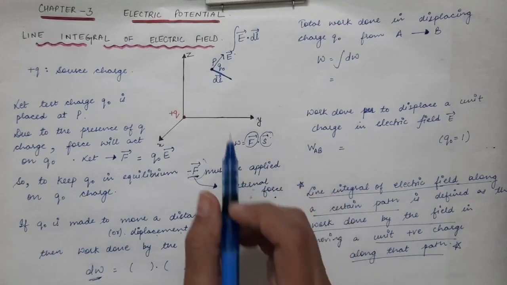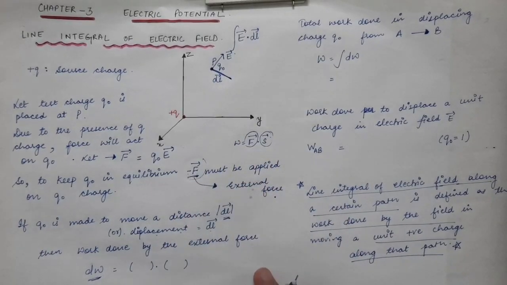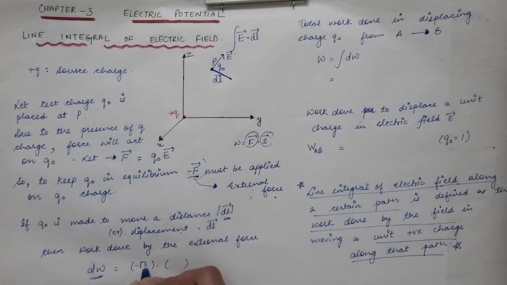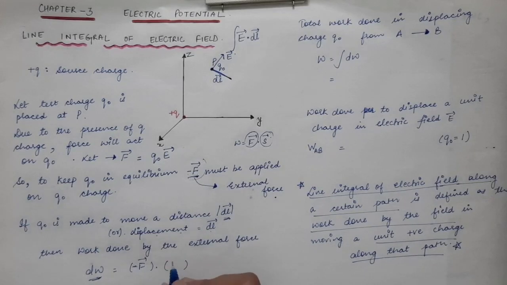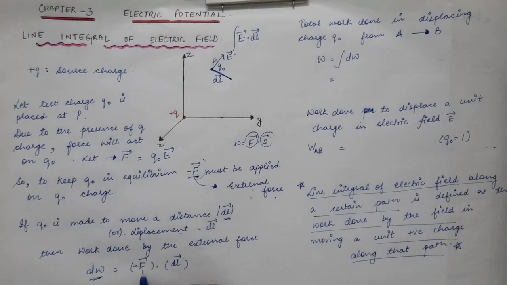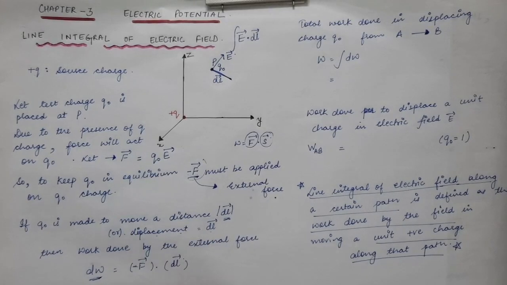And the displacement vector is nothing but dl vector. So what will be the small work done in this case? It will be the force. Now what is the force? It is minus F vector dot product with the displacement vector, which is dl vector. So now what is force F vector? F vector is nothing but q0 into E vector. So minus will remain as it is.